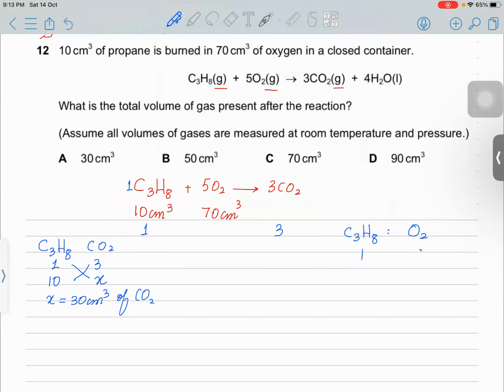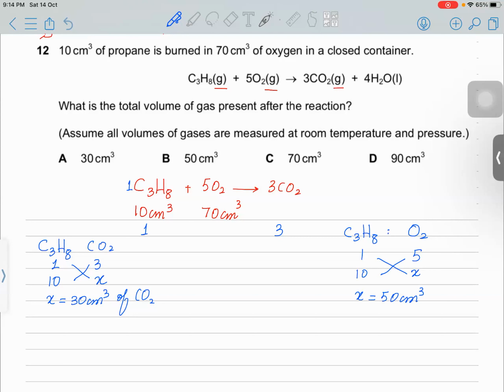Sir, this is neither a mass to mass ratio nor a mole to mole ratio. This is a volume to volume ratio. Exactly. This is a volume ratio. Very good, shabash. Excellent. Now 10 cm cube gives X. So X is equal to 50 cm cube. Right? Sir, isn't it different? Yes, because the ratio is different.